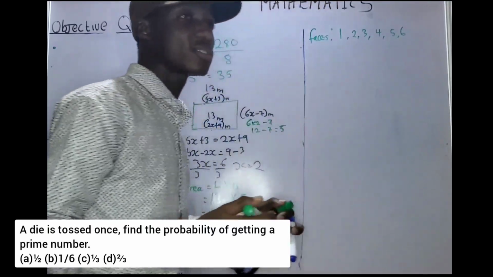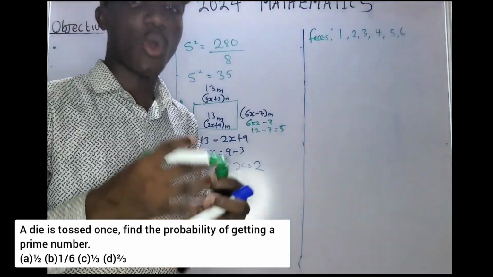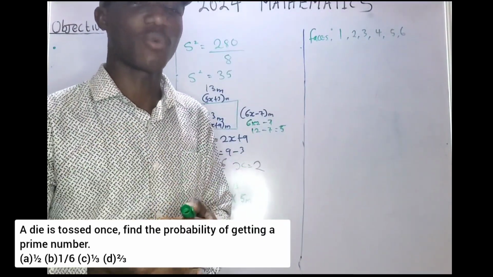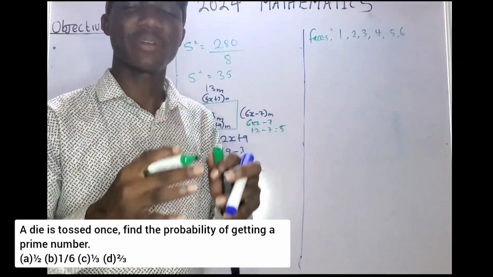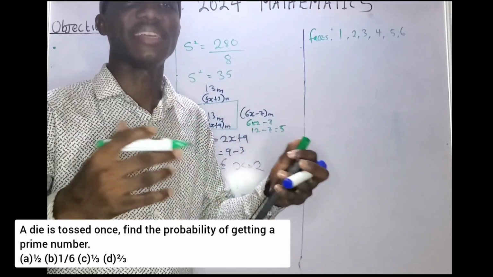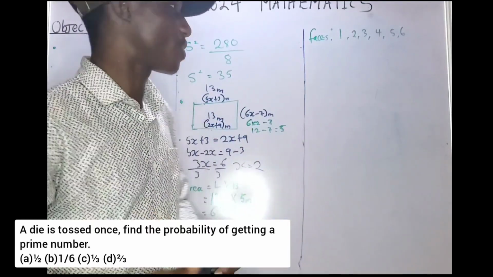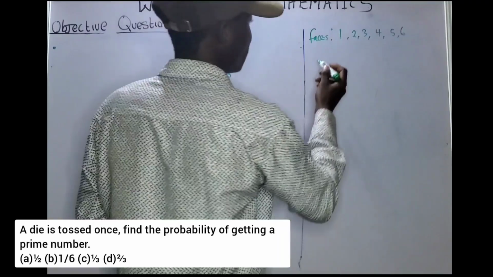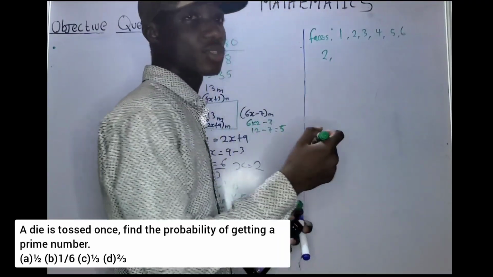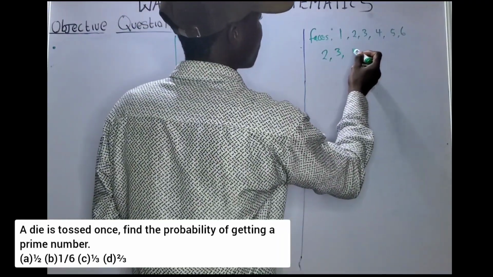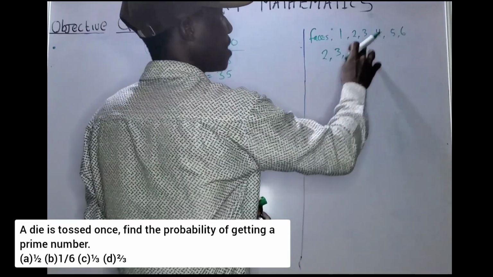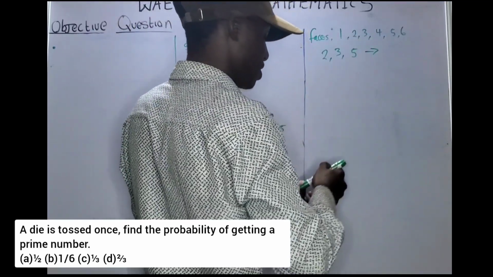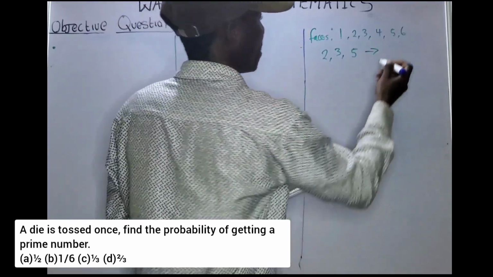Now we are asked, what is the probability of getting a prime number? What are prime numbers? Prime numbers are numbers that are divisible by 1 and itself without a remainder. You understand? For example, 2 is a prime number, 3 is also a prime number, and 5 is a prime number. How many prime numbers do we have? We have 3 prime numbers.